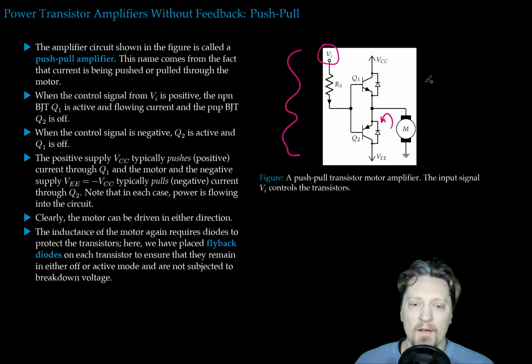The inductance of the motor again requires diodes to protect the transistors. Here we have placed flyback diodes. So here's a flyback diode and here's a second flyback diode on each transistor to ensure that they remain either off or in active mode and are not subjected to breakdown voltage. Okay, so that's a push-pull amplifier.